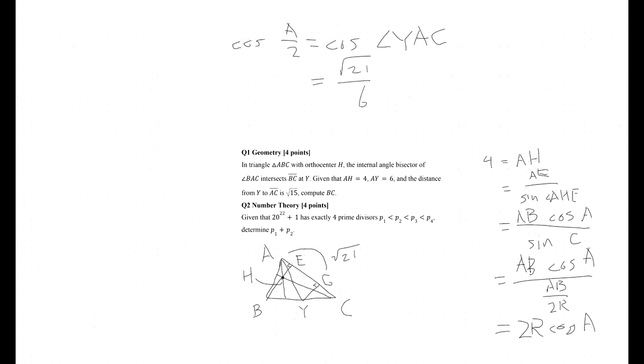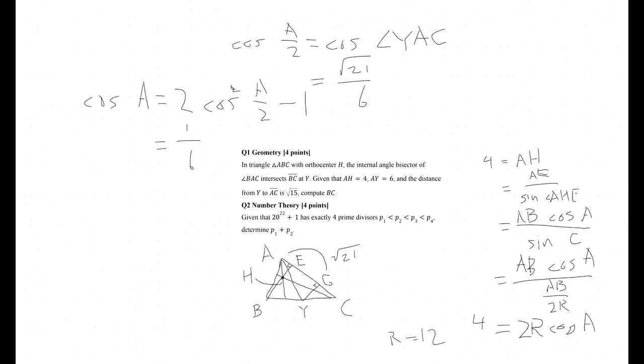Okay, so now we recall the double angle formula for cosines, which states that cosine of A is equal to 2 times the cosine of A over 2 squared minus 1. So if you plug in root 21 over 6, you can find this to be 1/6. And from the note, we have 4 equals 2R cosine A. So if we plug in cosine A equals 1/6, we find R equals 12.